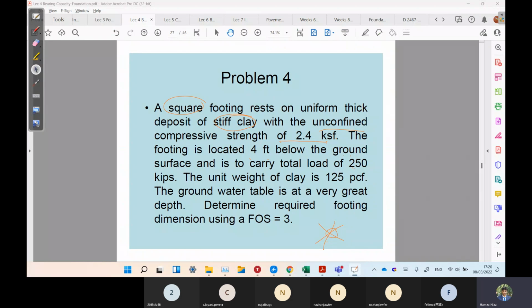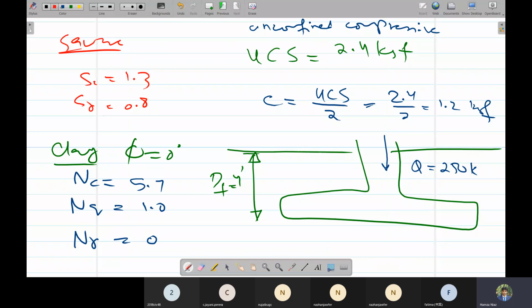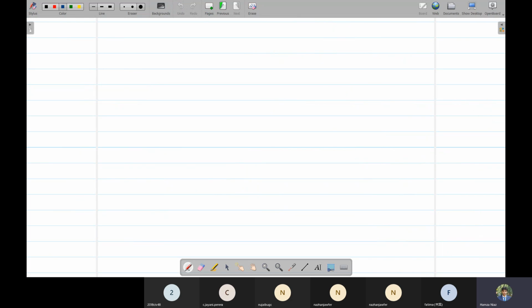Unit weight of clay is 125 pounds per cubic feet and factor of safety is 3. Factor of safety is always 3. So unit weight is 125 pcf. FOS is equal to 3. So this is the question given. These all things are given in the question. So we have to simply use this equation.